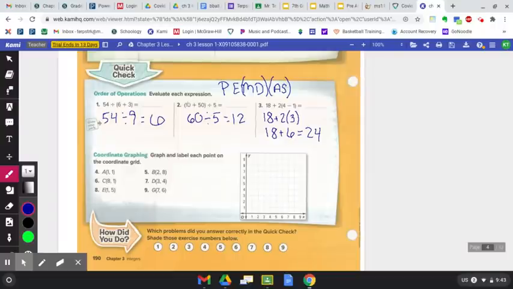Number 2, starting with the parentheses, 10 plus 50 should be 60. Divide by 5, you get 12. And then number 3, a little bit longer of a problem here. We start with 4 minus 1 in the parentheses. So that gives me 3, right? So then I have 2 times 3 would be next, right? Because multiplication comes next. So that gives me 6. 18 plus 6 should be 24.